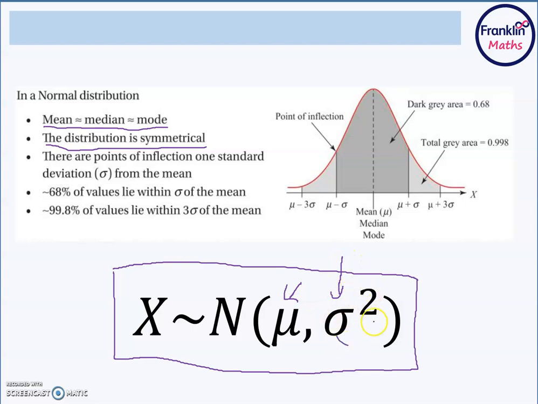Now remember from the first year, sigma squared is variance. So whenever you work on this, you've got to square root that value there. But I'll go through an example of how you should work that.